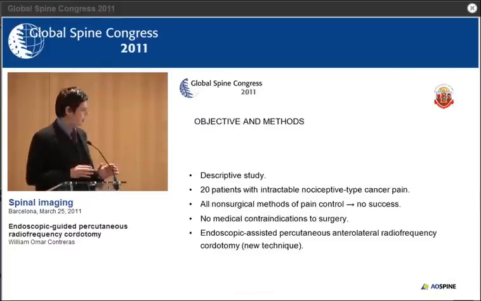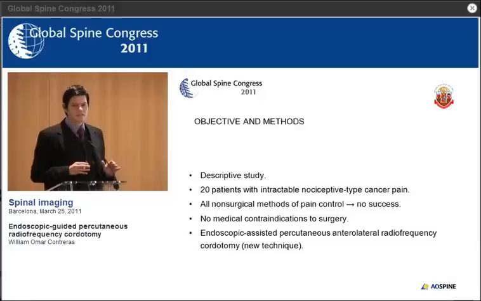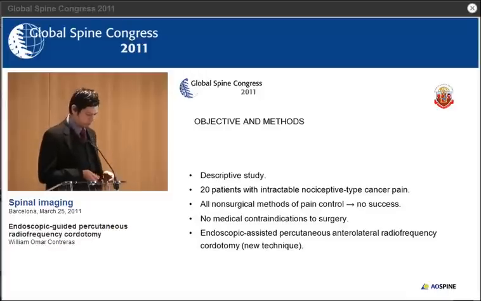So we treated 20 patients with nociceptive pain due to malignant cancer who had no success in other treatment options, like even putting in an opioid infusion pump.